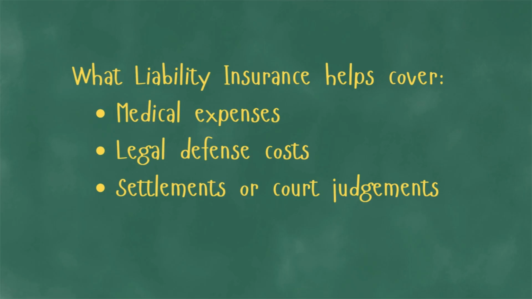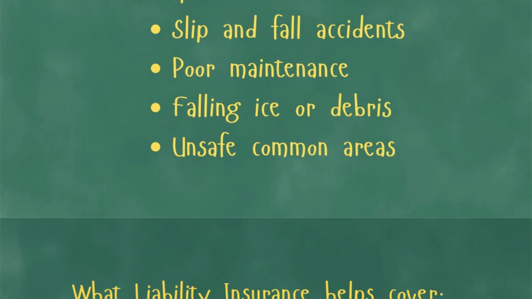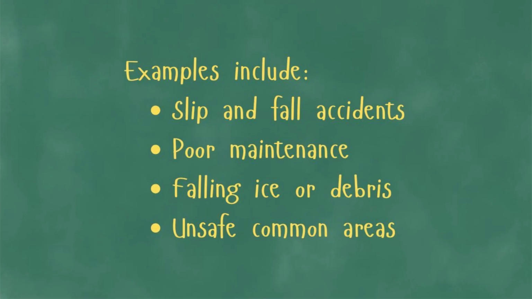And here's why it matters in real estate. Property owners constantly face liability exposure. Examples include slip and fall accidents, poor maintenance, falling ice or debris, unsafe common areas.